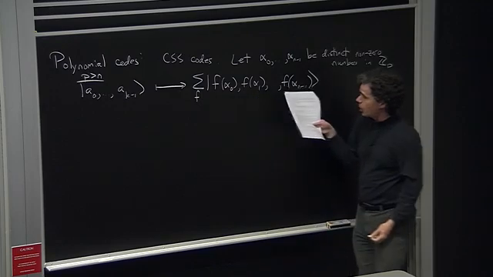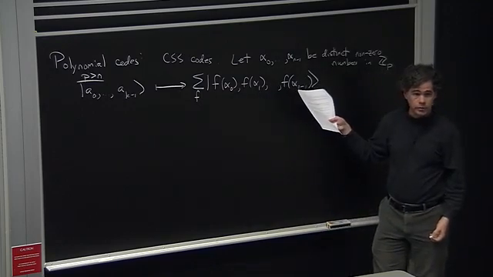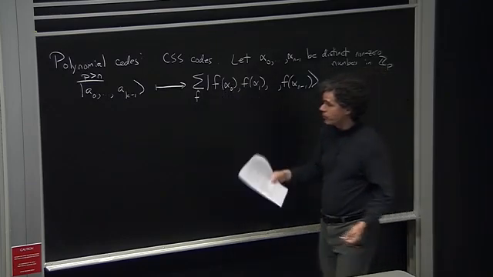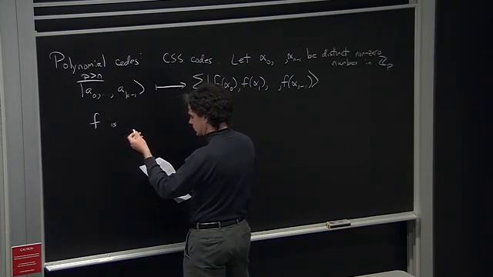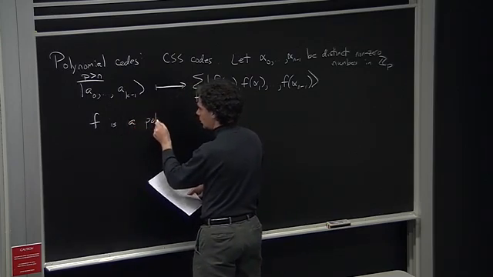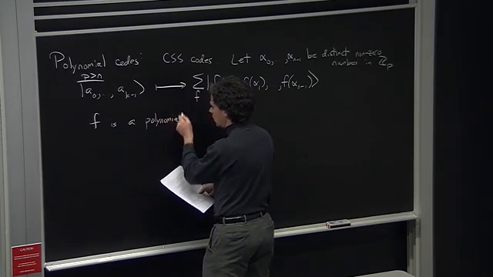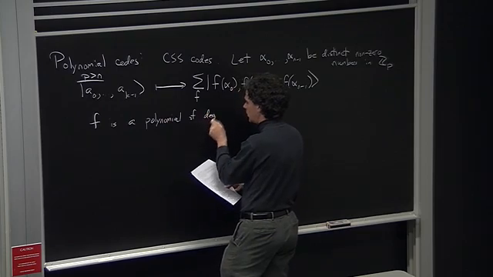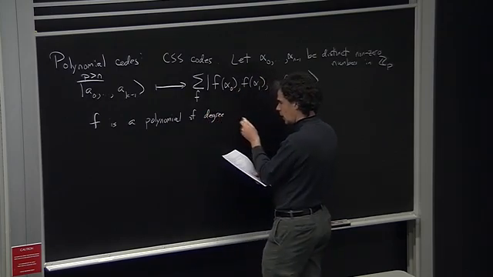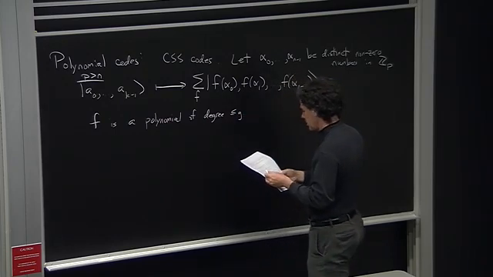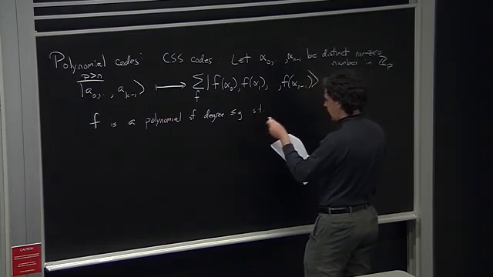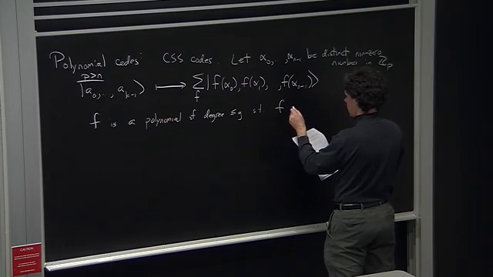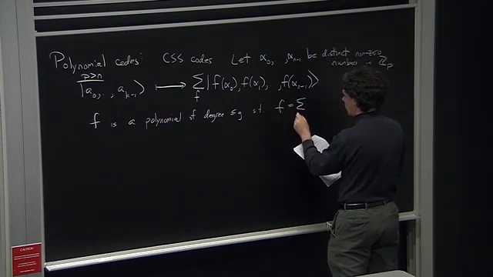And then we evaluate this polynomial on these n different points. Okay, and we're going to sum over different polynomials. So F is a polynomial of degree less than or equal to g, such that... So we can write such a polynomial this way.